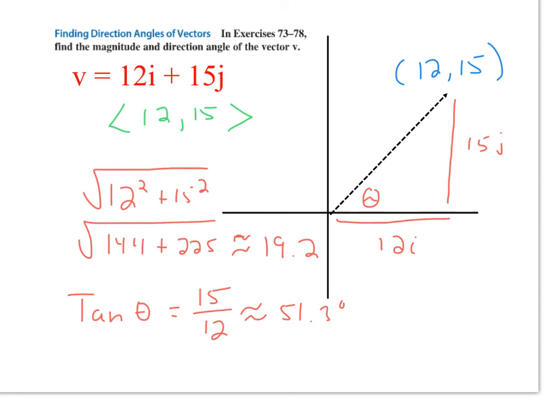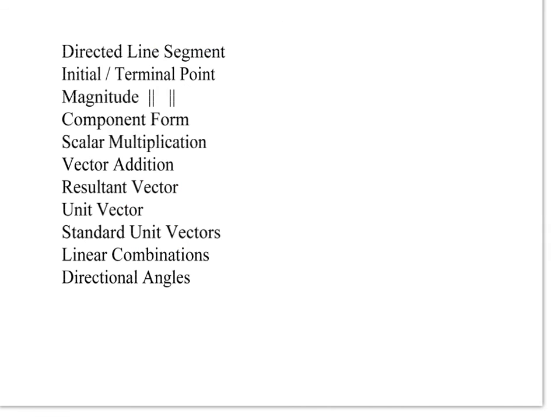So if I were to write this in directional angle form, I'm going to have my magnitude, which is approximately 19.2, times cosine of 51.3i plus sine of 51.3j, close parenthesis. Boom. All right, boys and girls, I should give you all a bonus point just for making it this far. I won't, but I could, but I won't.